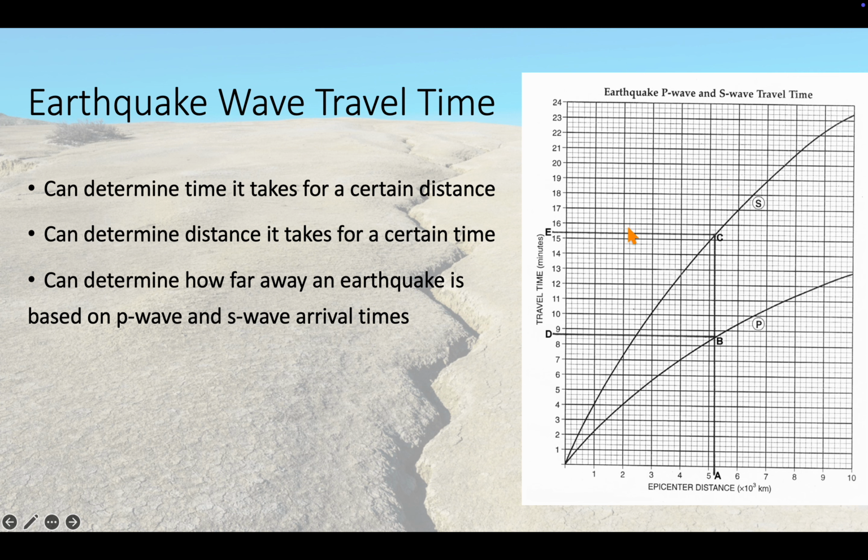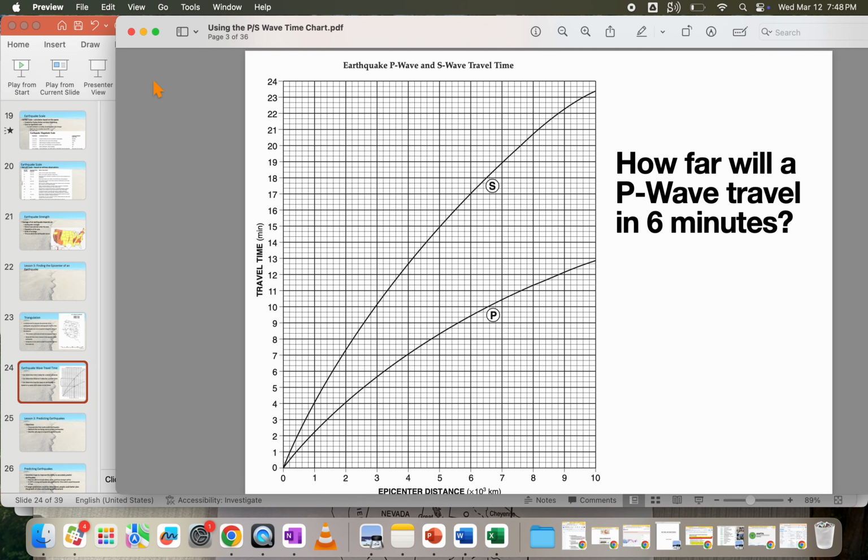So this graph can help us determine the time it takes for a certain distance of traveling. It can also determine the distance it takes based on a certain time. So we can read this graph both ways. And it can also determine how far away an earthquake is based on P wave and S wave arrival times. So if we know that there's a certain amount of time between the waves, that's something I'll go through with you later too. We'll go more in depth with that, but I'm going to go ahead and switch over to this other one.